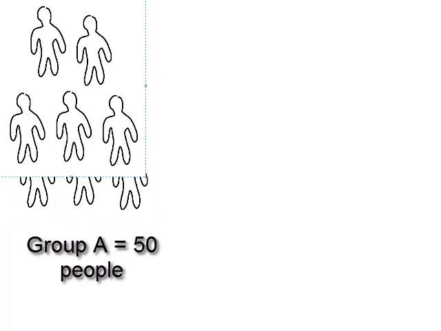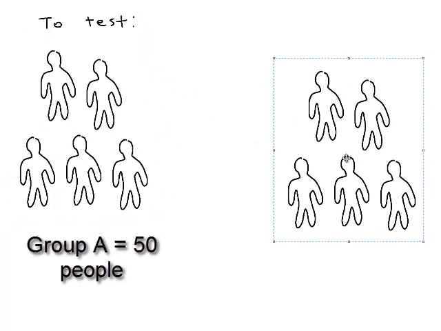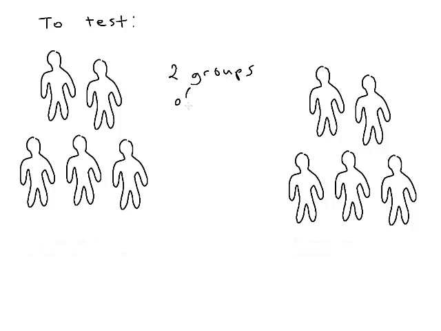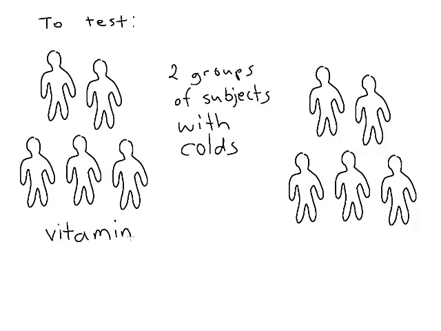Yes, we're very awful people. And we're going to give these people colds, and we're going to do this with an injection, so we know that everybody has a cold and they're all going to get it at the same time. So everybody now has a cold, but group A, or one of our groups, is going to get vitamin C, and the other group will not.